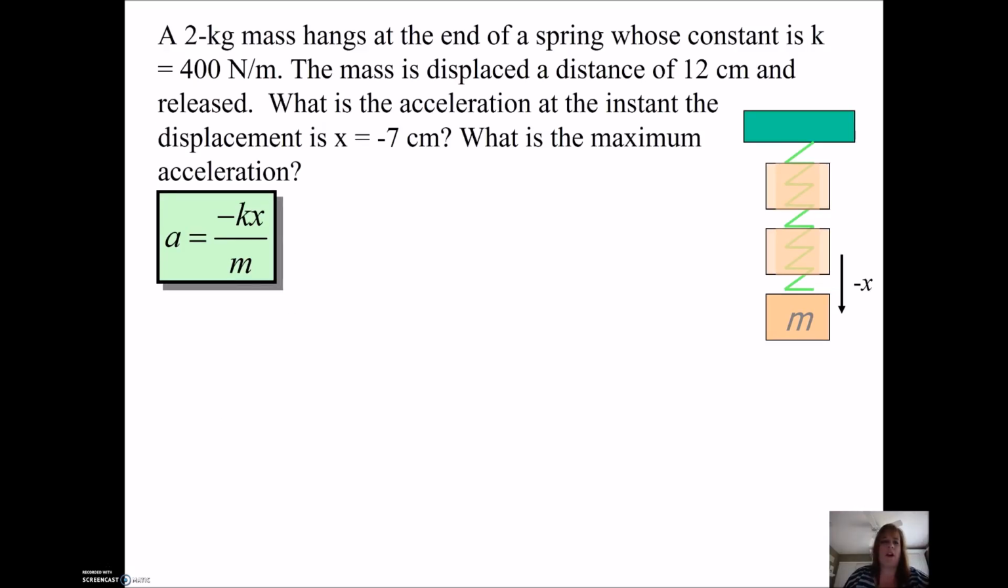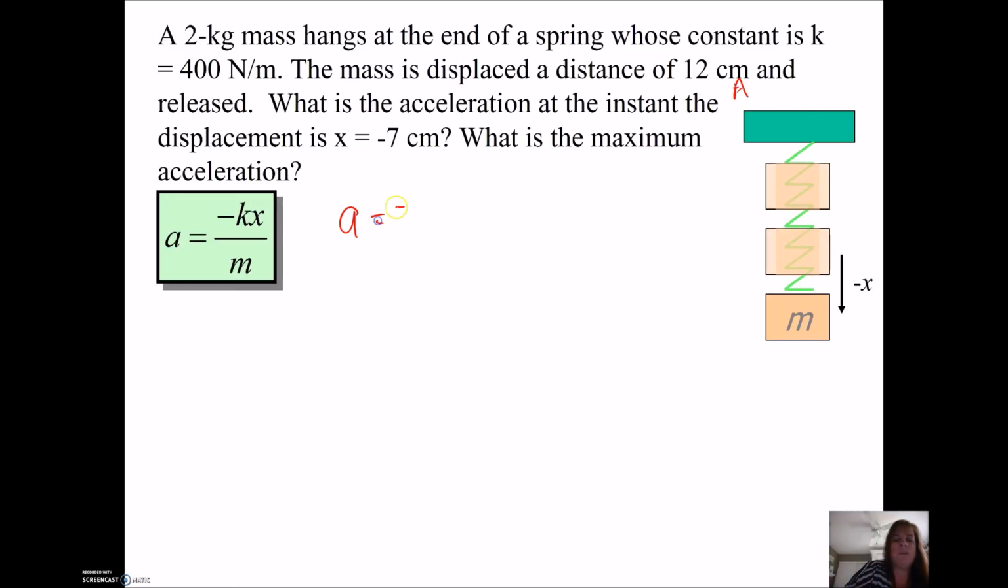Let's do one problem. So here's a 2 kilogram mass. I have a 400 Newton per meter spring constant. If I displace it 12 centimeters, that's my amplitude, and I release it, what's the acceleration when I'm at an x of negative 7 centimeters? And then I also want to know what's my maximum acceleration.